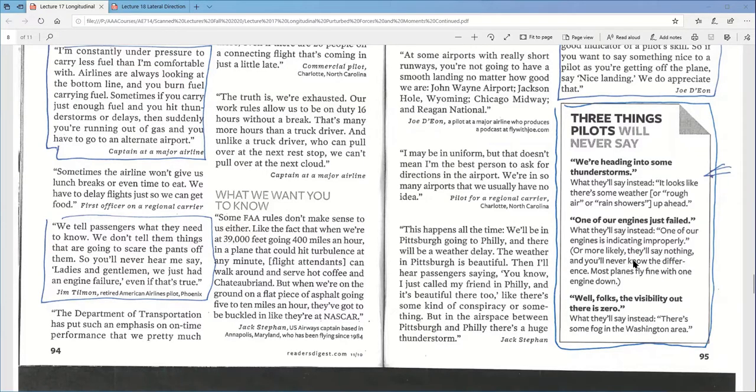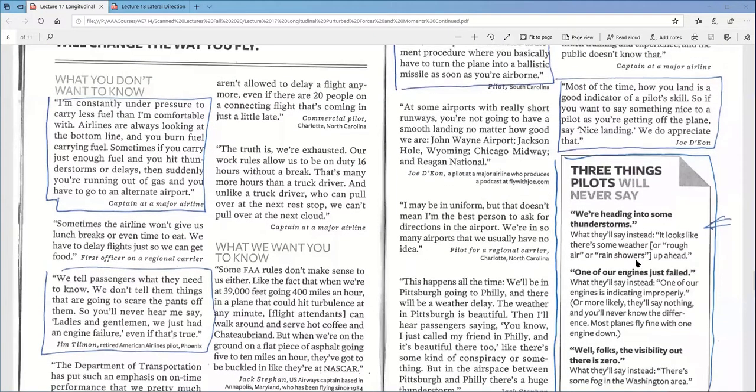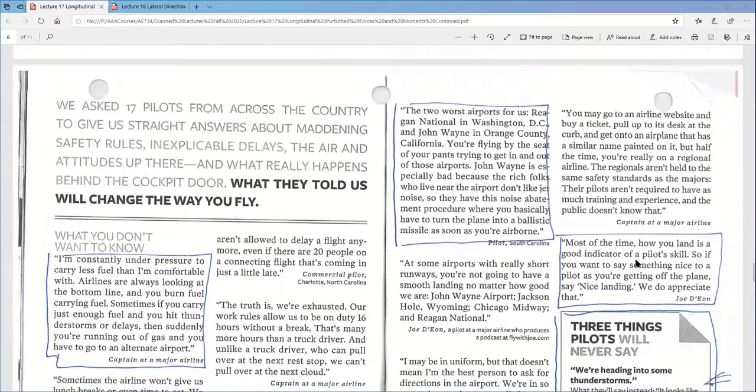Which we've studied that condition, right? And we know that it can be problems. Most of the time, how you land is a good indicator of the pilot's skill because everything else is automated. So if you're getting off the plane and you want to compliment the pilot, say, nice landing.